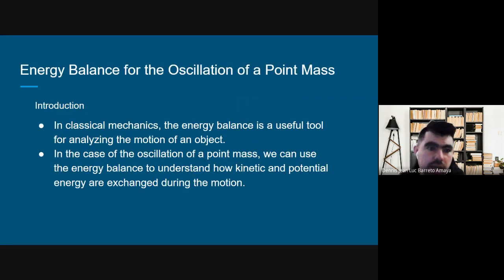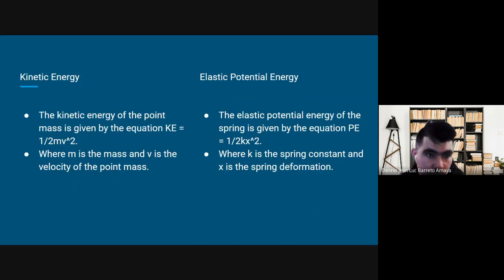This is energy balance for the oscillation of the point mass. Introduction: classical mechanics. The energy balance is the usual law of the motion. In the case of the oscillation of the point mass, we can use energy balance to understand how kinetic and potential energy are exchanged during the motion.